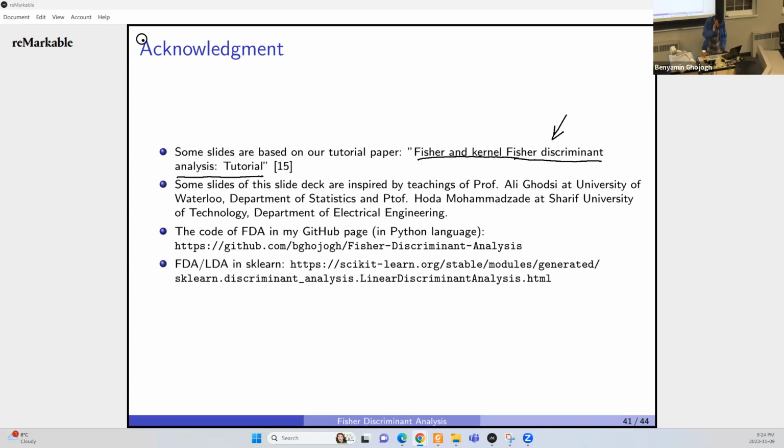And some slides of this slide deck are inspired by teachings of Professor Ali Ghodsi at the University of Waterloo and Professor Hoda Mohammadzadeh at Sharif University of Technology. The code, I also have coded FDA. You can see it on my GitHub page in Python. I have coded FDA and kernel FDA both. FDA or LDA in scikit-learn also exists. Okay. And these are the references.